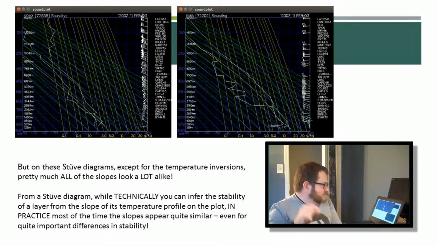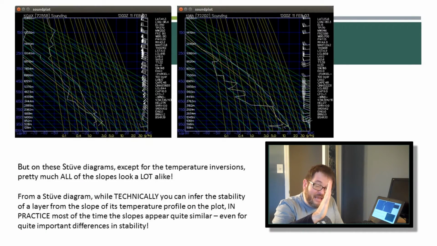For a Stuve diagram, while technically you can infer the stability from the slope of the temperature profile on the plot, in practice, most of those times the slopes are just quite similar, even for quite important differences in stability. This is just not the right tool for the job. The difference between stable and maybe having clear conditions and unstable and you could have severe thunderstorms is just too small to see with your eye on a Stuve diagram.